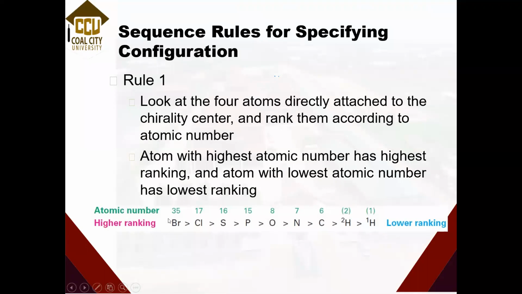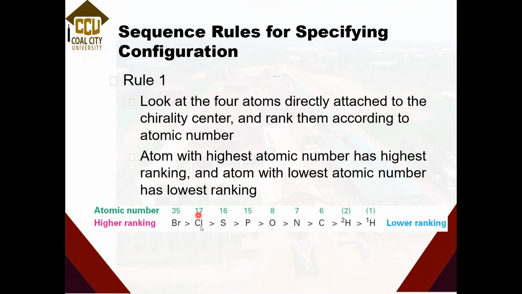And why does bromine have the highest rank? It's because the atomic number of bromine is 35. You can see it will be ranked higher than chlorine, which is 17, higher than sulfur, which is 16, higher than phosphorus, which is 15, and so on, up to hydrogen, which is 1. So we give the highest ranking to the atom that has the highest atomic number.